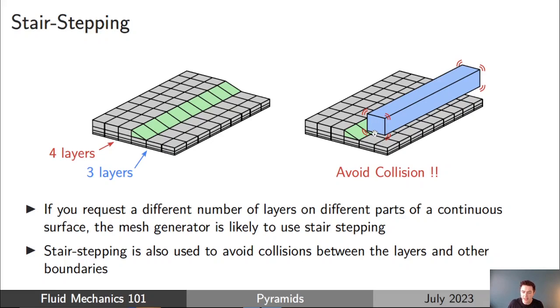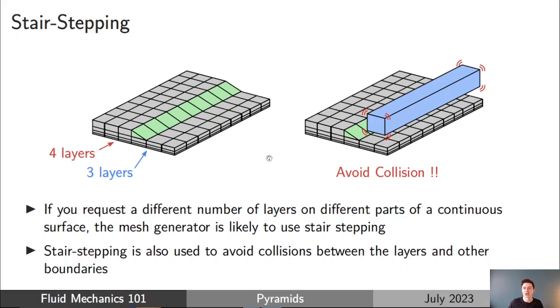Another common way is if there's a physical object or boundary that the layers are in danger of crashing into. We don't want that, we want to preserve the layers. So some mesh generators will use stair-stepping and will shave off some of those layers just locally so we can get around the object and then add them back in again. That's a common way of using stair-stepping. Other mesh generators may just compress the layers locally, squeeze them all together to get under the object.